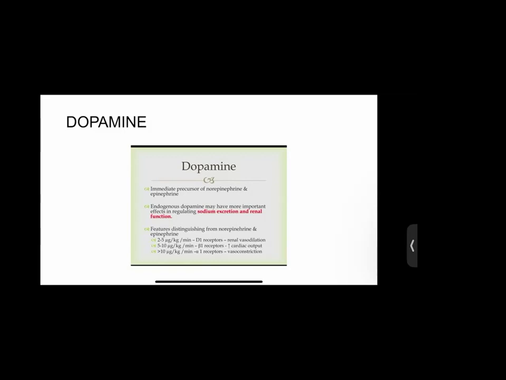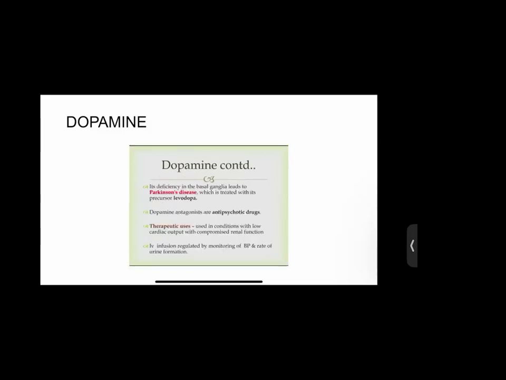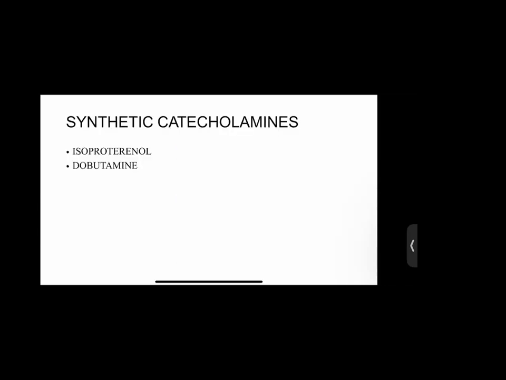They give it then at intermediate dose, 5 to 10 microgram per kg, it acts on beta 1 receptors that increase cardiac output. Then on high doses, dopamine acts as a potent vasoconstrictor. Next two slides, because I've already said this. Okay. Then we have the synthetic ones. The ones we just talked about previously are the naturally occurring.